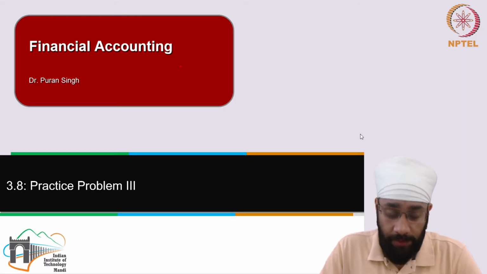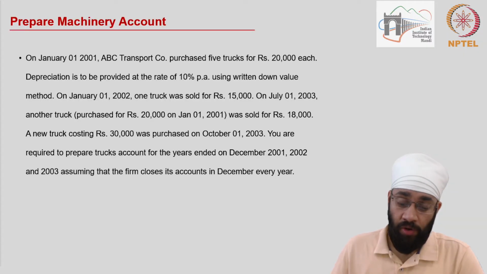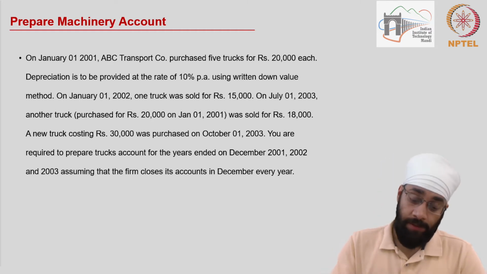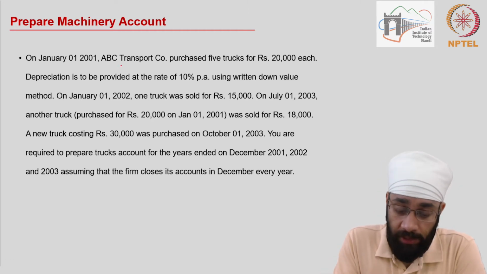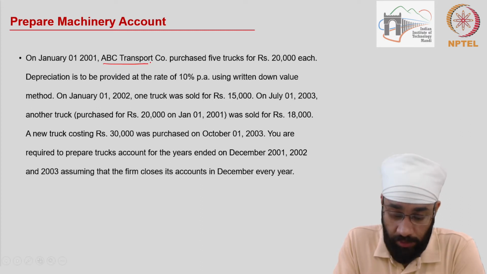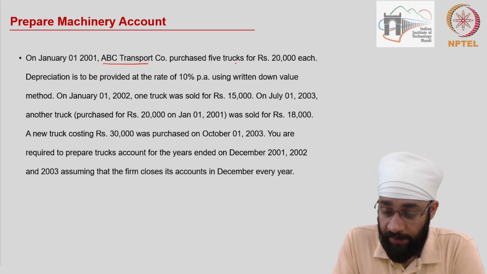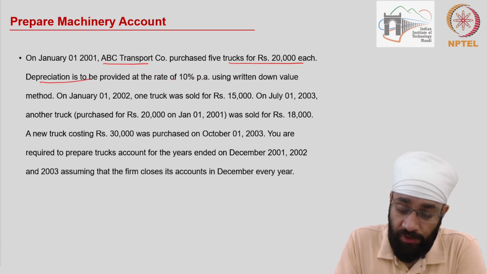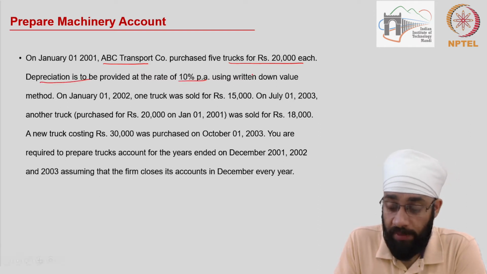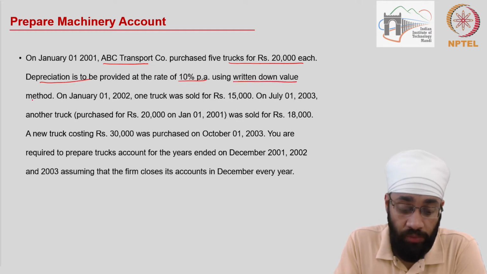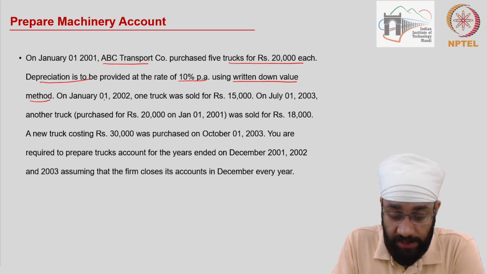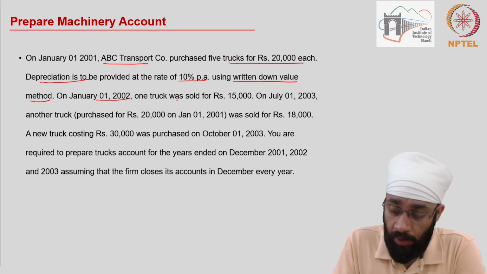This is practice problem 3. We have another, more complex problem that we're going to solve now. This is a transportation company, ABC Transport Corporation, and they have purchased 5 trucks for 20,000 each. Depreciation rate is given to you: 10% per annum using a written down value method, and I'll explain to you what this means. Then next year, at the beginning, one truck is sold for 15,000.